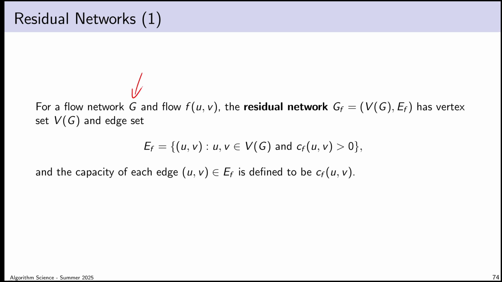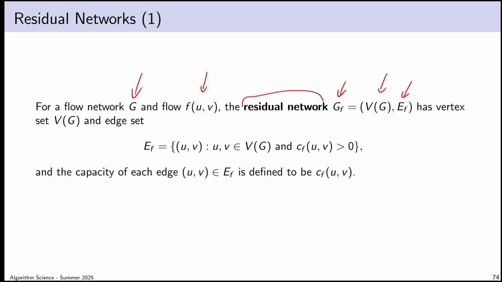Okay, so you give me a particular flow network G, you give me a particular flow F. I'm going to define something called the residual network. I'm going to call it G of F. It's going to have all the same vertices as G, including the same source vertex and sink vertex, but it's got a special edge set.